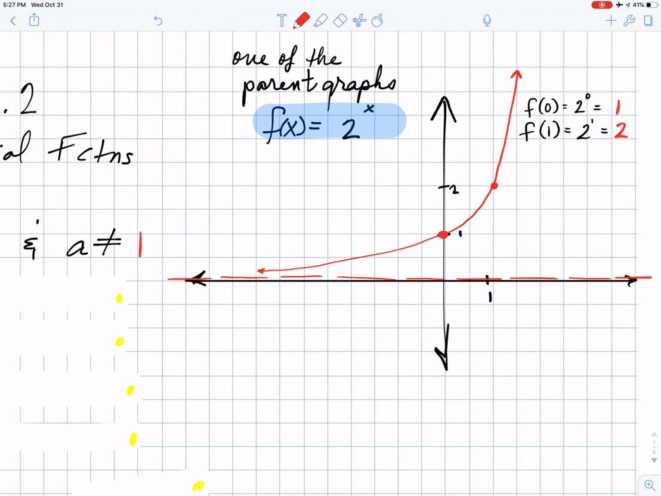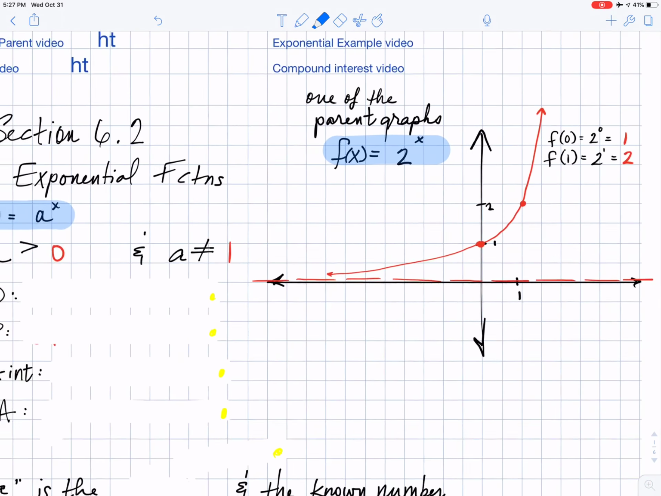Just a side note, this particular coordinate right here, if my parent had been 3 to the x, that would be the coordinate 1, 3. If that had been 10 to the x, the coordinate would have been 1, 10. So just understand that that particular value is going to change depending on the base of my function.